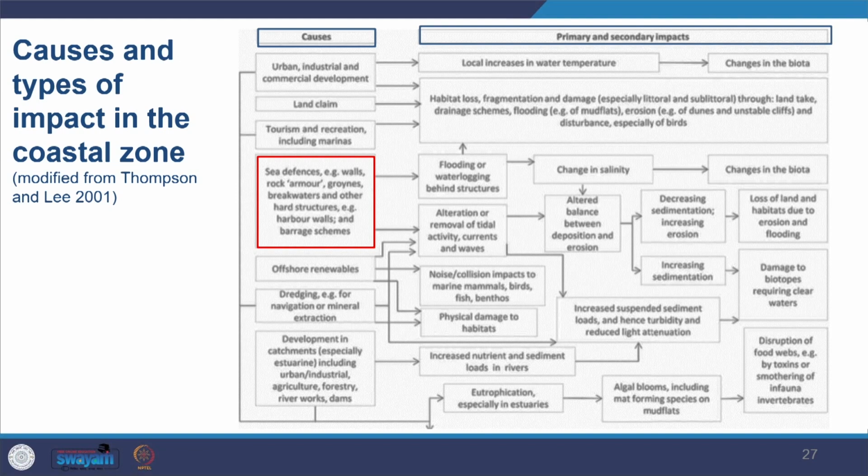That would lead to another level of deposition or erosion, and it would also lead to change in sedimentation, like increasing erosion. You might also see loss of land and habitat because of erosion and flooding. And then you might see increasing sedimentation, and you might also see damage happening to biotypes, especially biotypes which require clear water. So in the previous class we studied about biotypes.